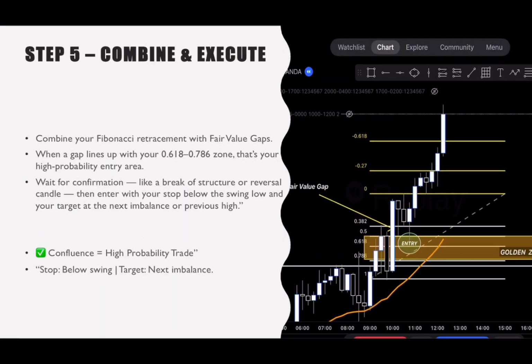Step number 5 is going to be combine and execute. Okay, so you want to combine and execute your Fibonacci retracement with your fair value gaps. When a gap lines up with your 618 and your 786 zone, that's your high probability entry area.